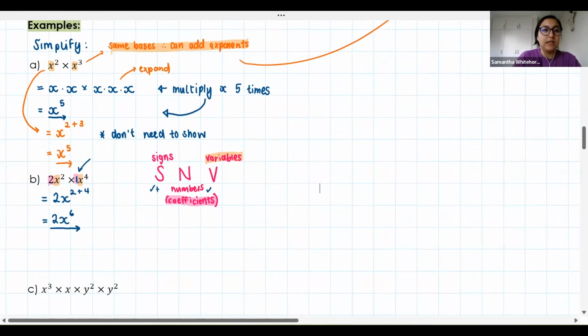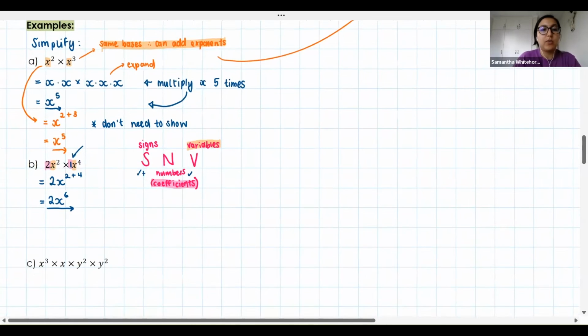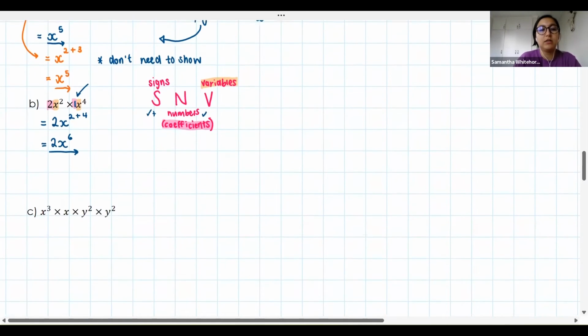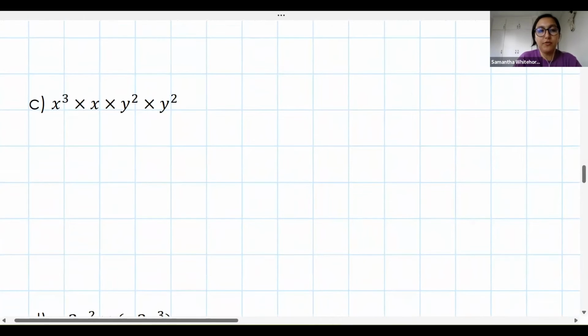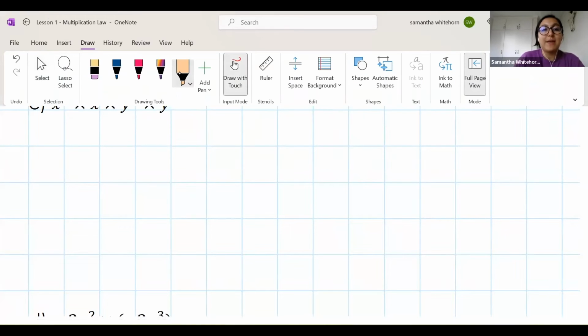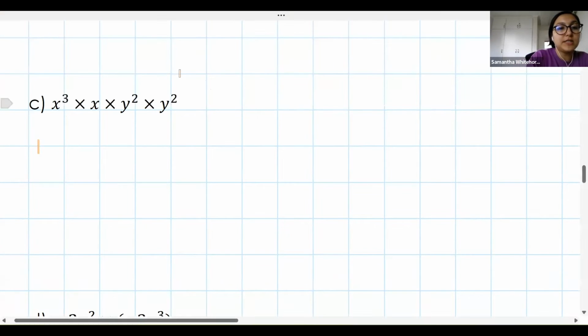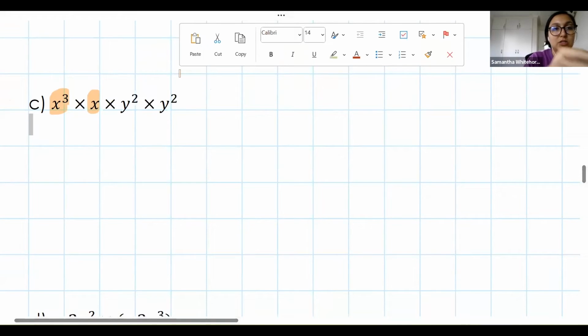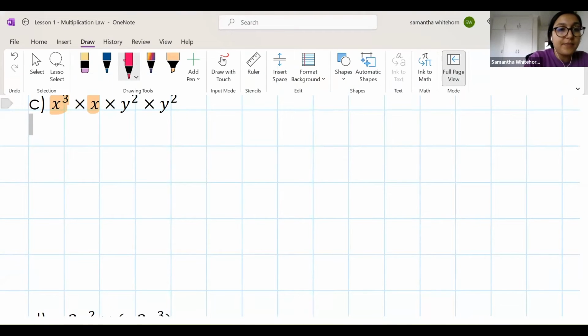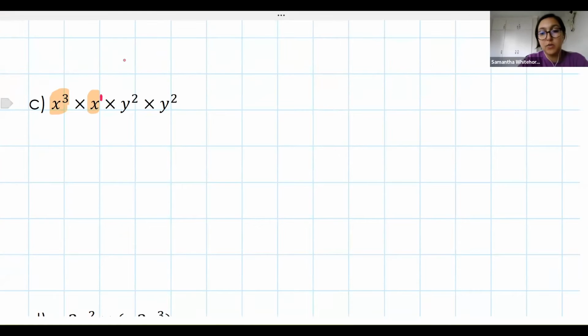Right, grade 8, nicely done. So let's have a look here at question C. I'm going to start you off and then we'll see. So guys, remember, as I've been saying over and over again, we always want to look for the same bases. So in question C, I've got an x and an x, so I've got x cubed times x, and this goes back to what Sinead just said. There is actually an exponent of 1 here, we just don't write it. And those bases are the same.